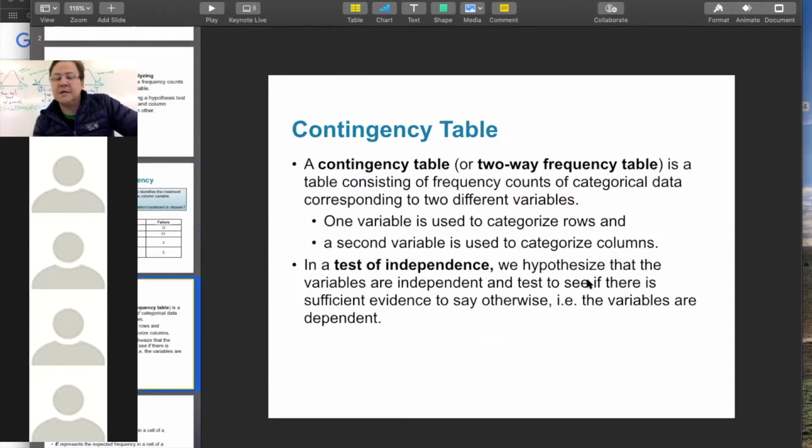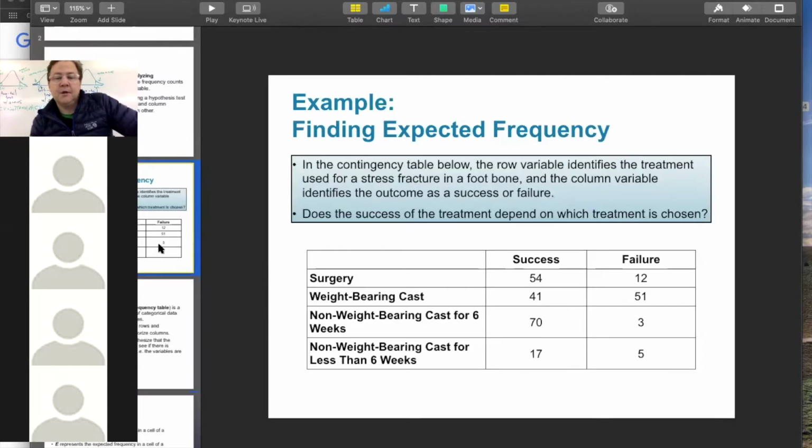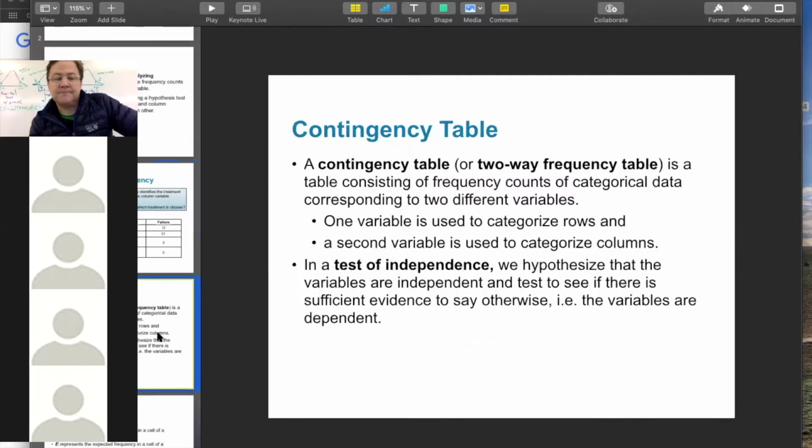A test of independence: we hypothesize, so this is the null hypothesis, that the variables are independent and test to see if there's sufficient evidence to say otherwise. So we're going to assume that the choice of which procedure you choose is independent of whether it's a success or a failure. In other words, it doesn't matter which procedure you choose. And then we're going to see if there's enough evidence to say otherwise.